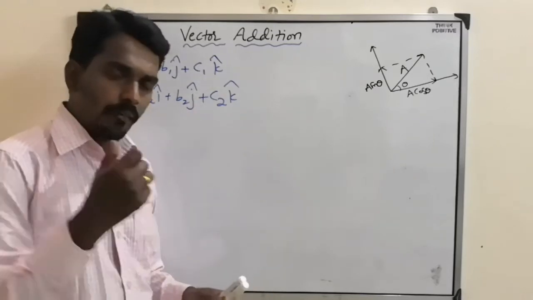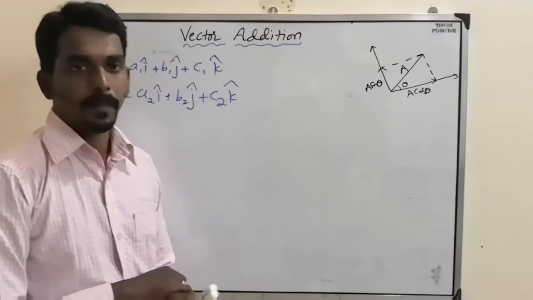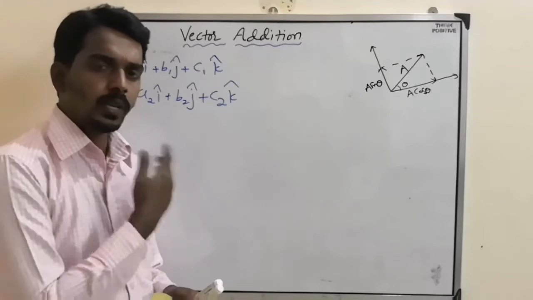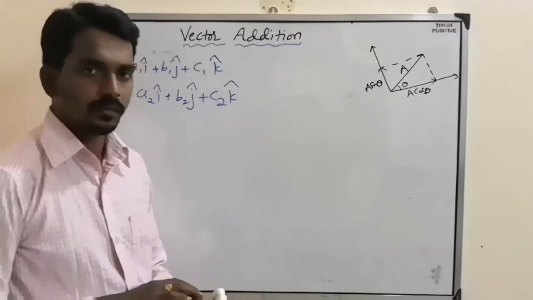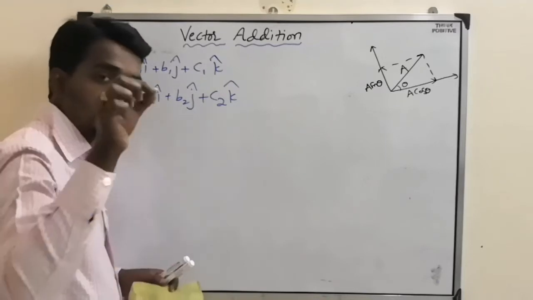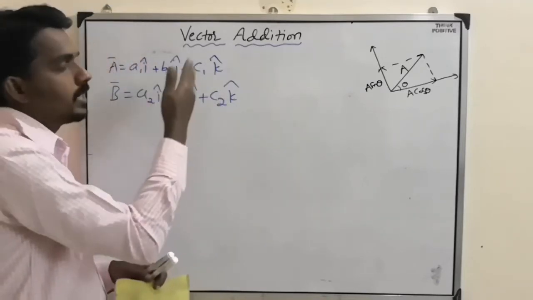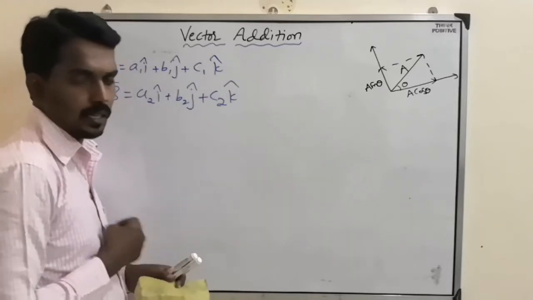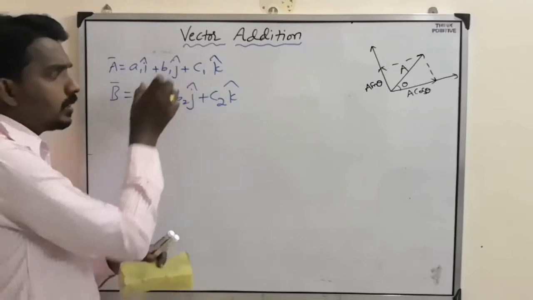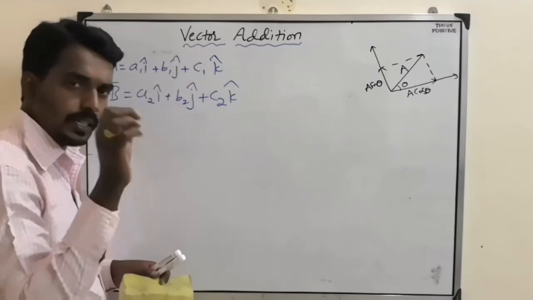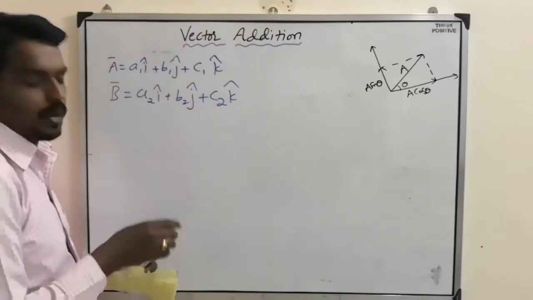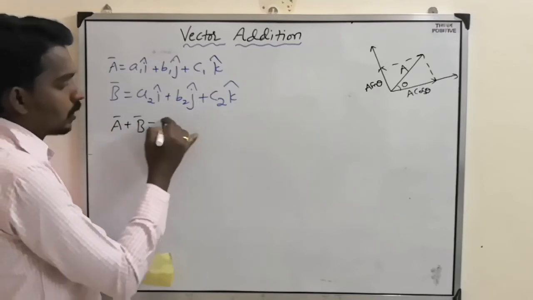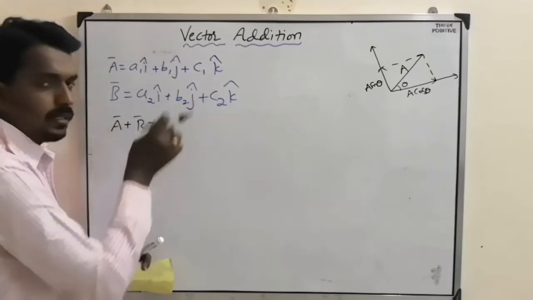If two vectors are given in the vector form, maybe two forces, two velocities, two accelerations, two linear momenta, any vector, like in terms of I, J, K, maybe a three-dimensional vector or a two-dimensional vector, anything. When the two vectors are given in the vector form, addition is simple, that is A bar plus B bar equal to some other vector, that is C bar.